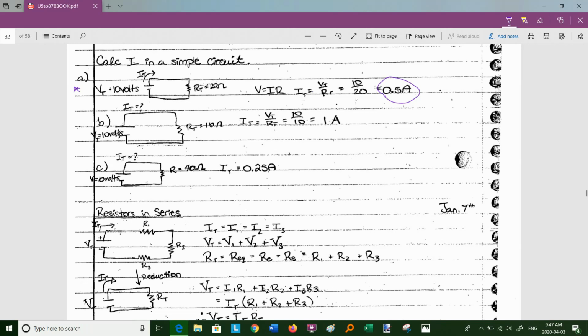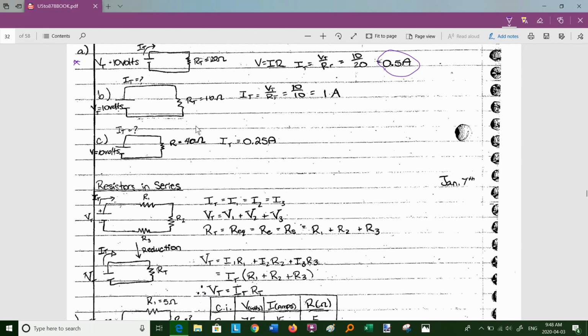Second example, I keep the same voltage, or part B of this example, and I make the resistance less. Well, if I make the resistance less, I'm going to get more current flowing through. So it's still 10 volts, but now it's going through 10 ohms as opposed to 20, so you get more current going through. You get 1 amp going through the circuit as opposed to half an amp.